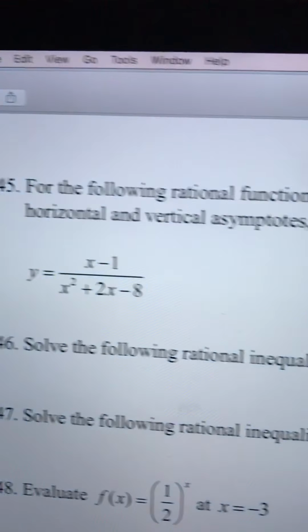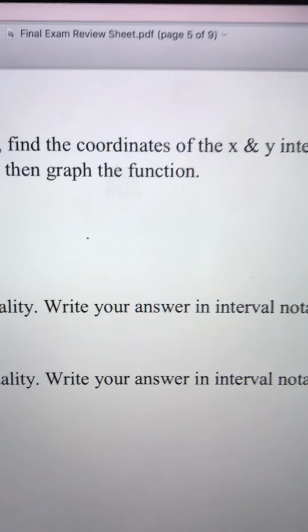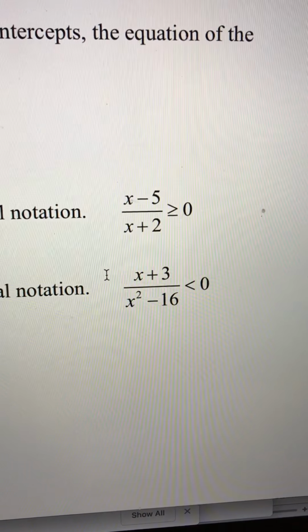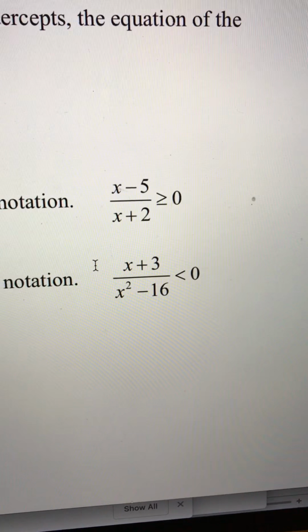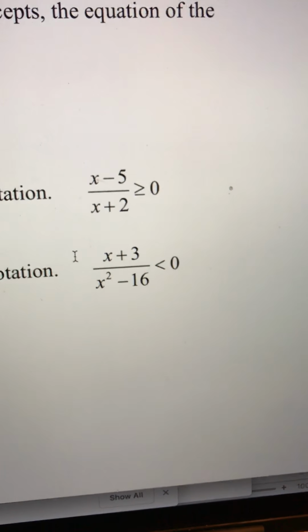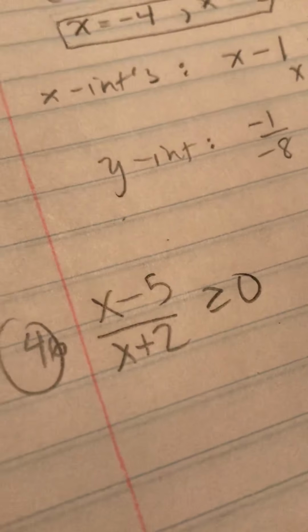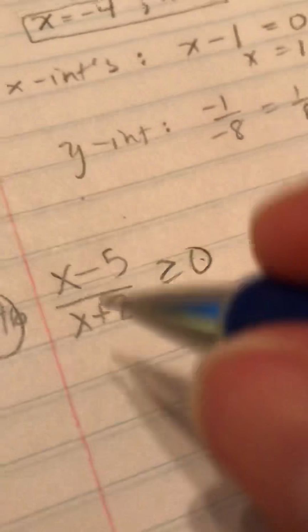All right, number 46. Solve the following rational inequality. All right, so now we have (x - 5)/(x + 2) is greater than or equal to 0. All right, here we want to find endpoints to the intervals. For an inequality, the solution is going to be intervals. When you have 0 on one side, it's extra easy.